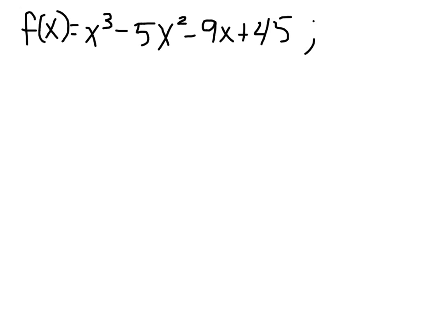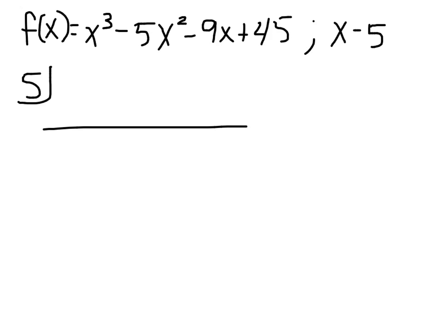So f of x is equal to x to the 3rd minus 5x squared minus 9x plus 45, x minus 5. Okay, this is how the problem is going to look. X minus 5, they're already giving you one of them. You've got to find the other ones. So in order to do this, the first thing that I would do is synthetic divide it. What number goes in the backwards L? 5. What numbers come out on the other part?